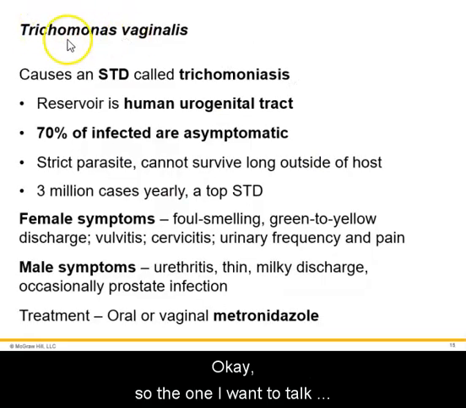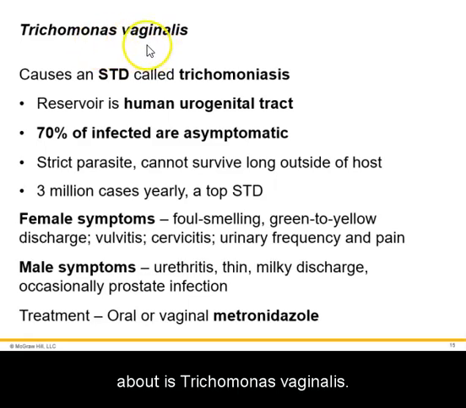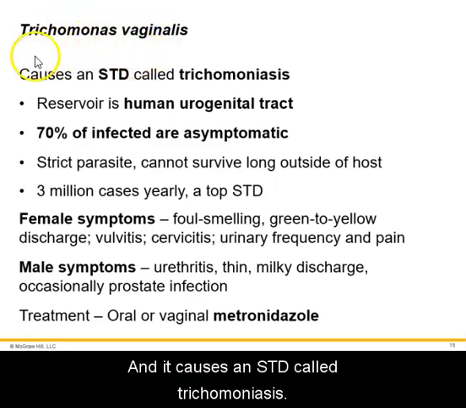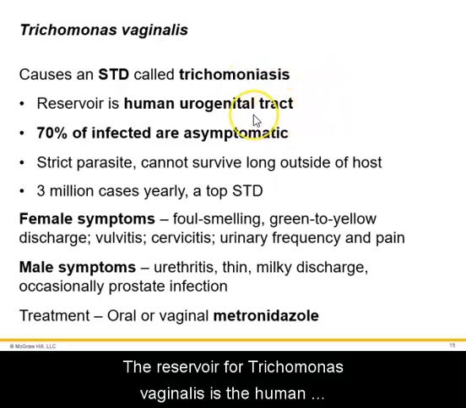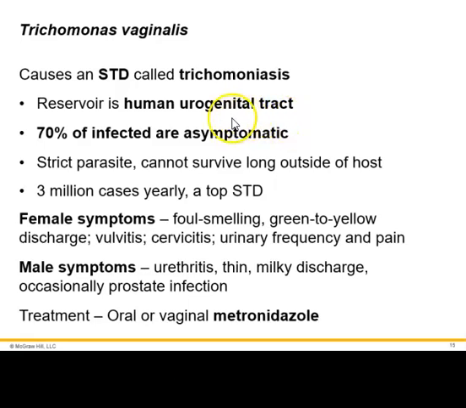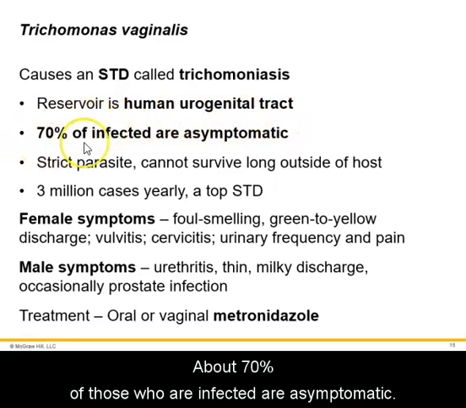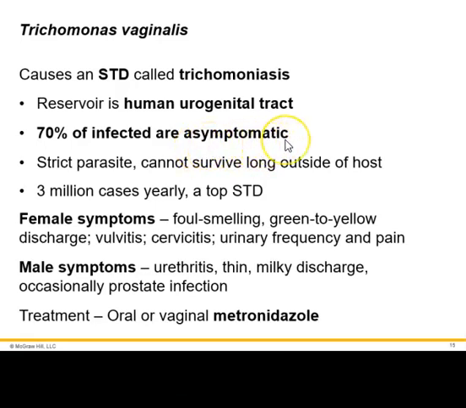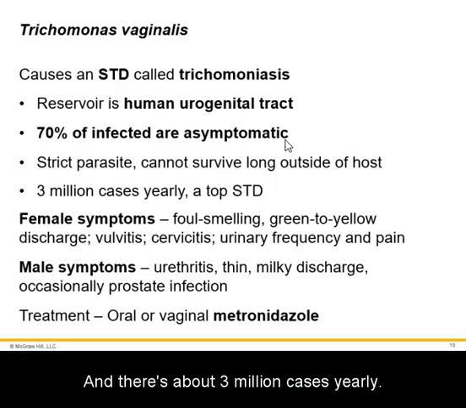Okay, so the one I want to talk about is Trichomonas vaginalis, and it causes an STD called trichomoniasis. The reservoir for Trichomonas vaginalis is the human urogenital tract. About 70% of those who are infected are asymptomatic. This guy is a strict parasite. It cannot survive long outside of us. And there's about 3 million cases yearly, so this is a very common STD.